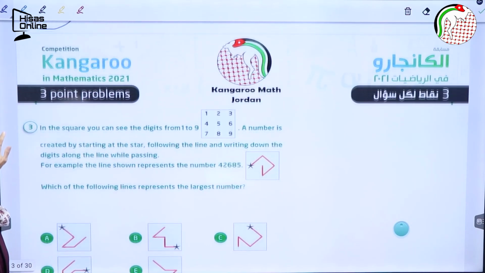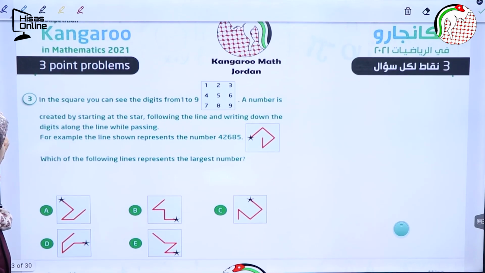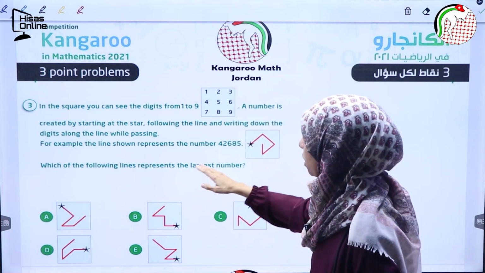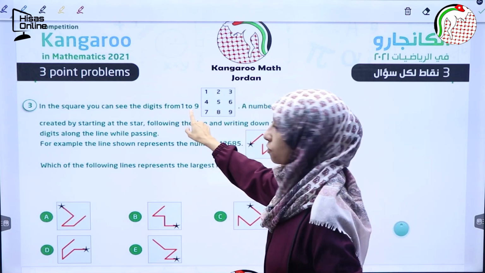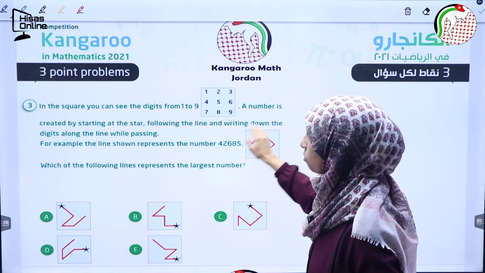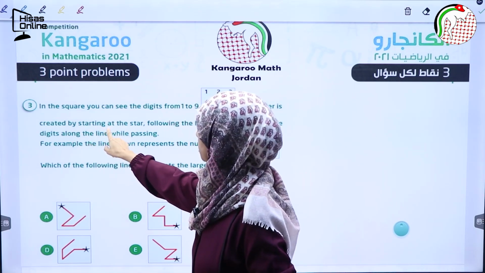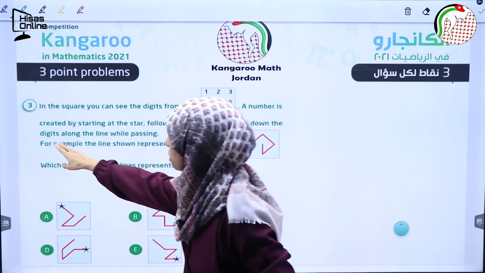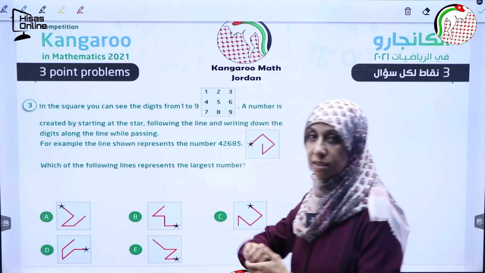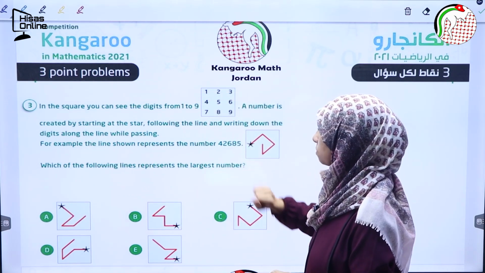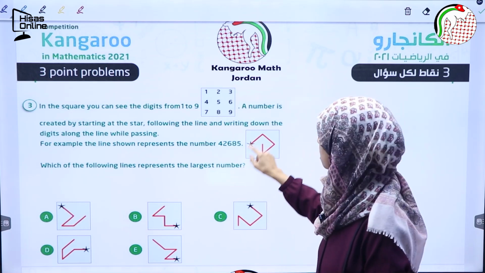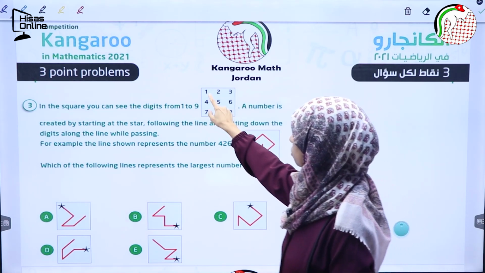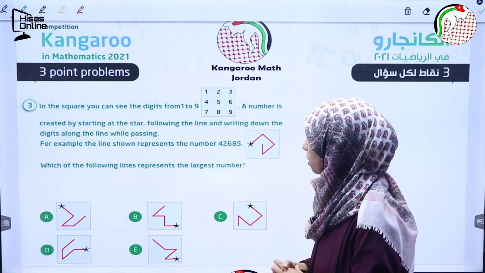Let's move to question number 3. In the square, you can see the digits from 1 to 9. A number is created by starting at the star, following the line and writing down the digits along the line while passing. So there is a starting position, started with the star, then you need to move following the line, and you can create a number with a number of digits.